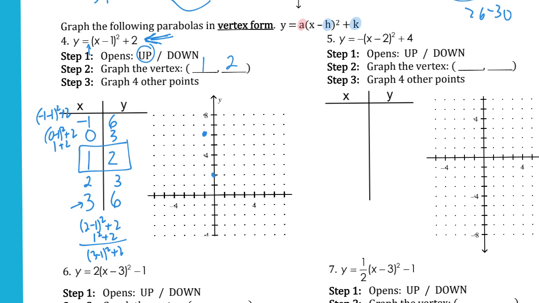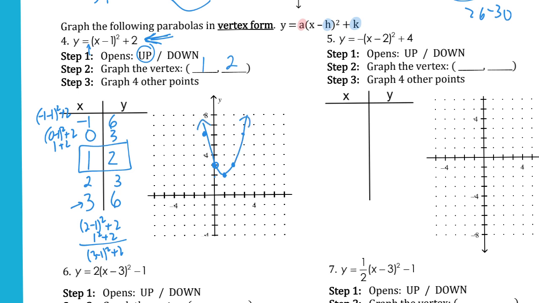0 gives us 3. Oopsie, that's 3 right here, pardon me. Hang on. Let's count this correctly. Okay, let's try this again. So 0 gives us 3. That's correct. And then 1 gives us 2. 2 gives us 3. And then 3 gives us this right here.